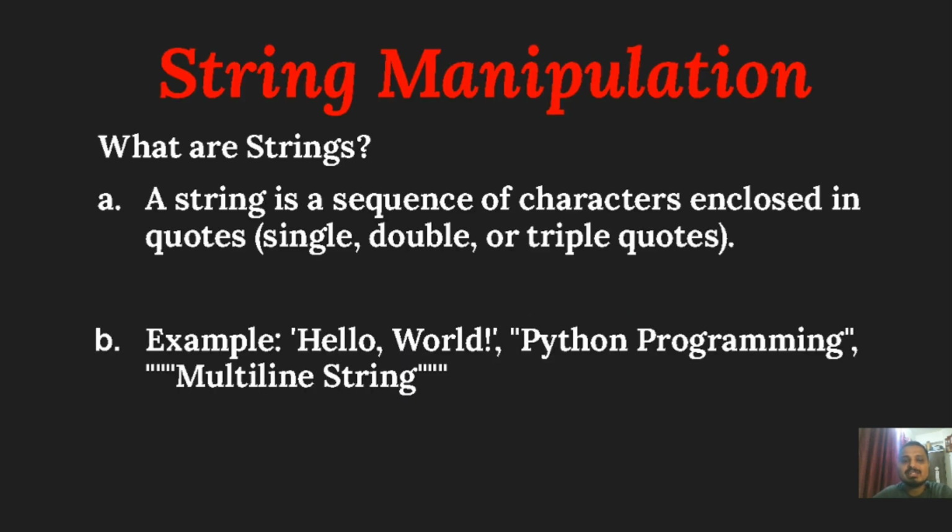So we all know that string is a data type in Python. Strings are nothing but a chain of characters included in single quotation or double quotation. For example, when we write hello world in single quotation, or Python programming, and so on. If you want to write multiple lines, then we have to write a triple quotation. Okay, so now let's see how we can manipulate the strings.